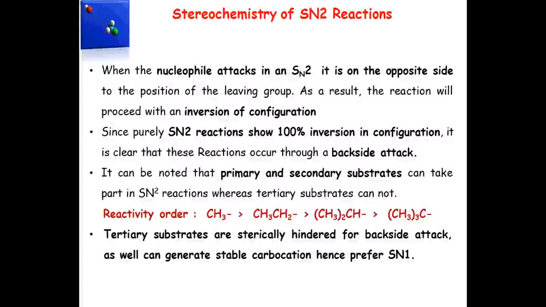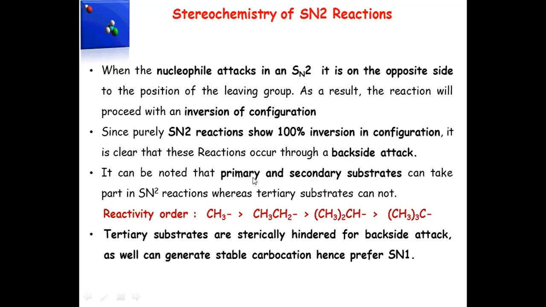So when the nucleophile attacks in an SN2, it is always from the opposite side, and therefore we say that there is inversion of configuration. In SN2, there is 100% inversion of configuration because of backside attack of the nucleophile.